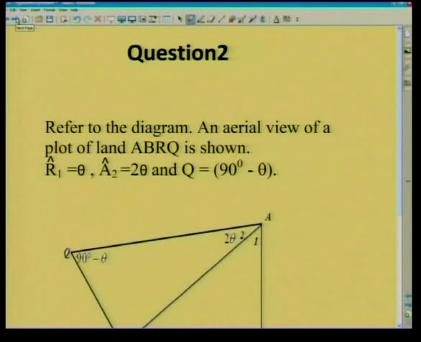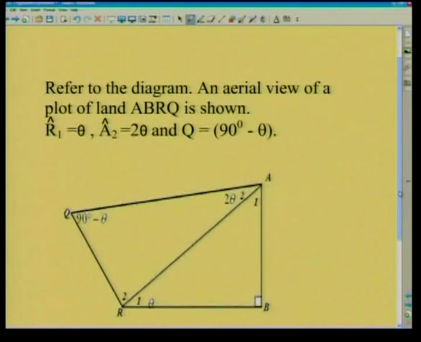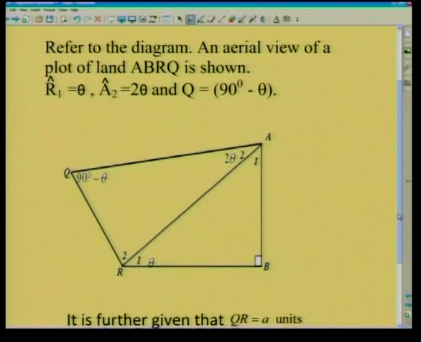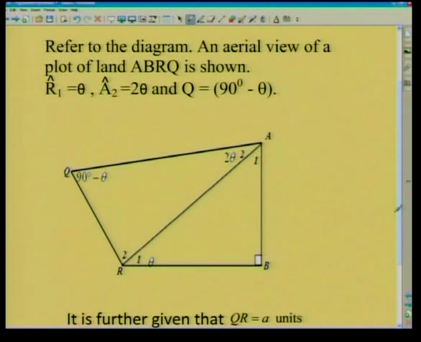Right, let's go to the next question. In this question it says, refer to the diagram. An aerial view of a plot of land ABRQ is shown. R1 is equal to theta, A2 is equal to 2 theta, and Q is equal to 90 minus theta. So very good news, they filled in everything that's important here.